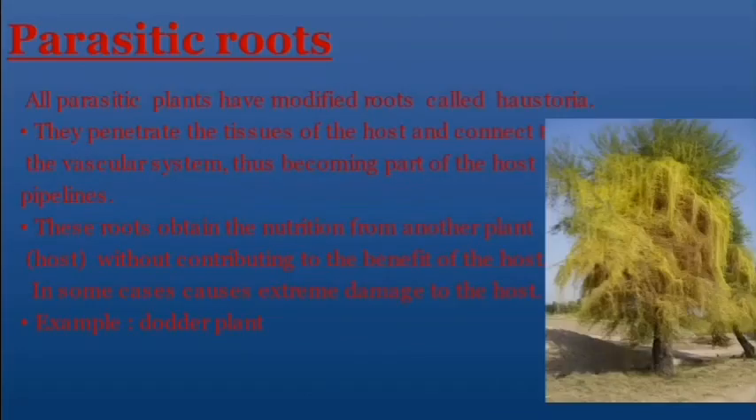The last one is the parasitic roots. The word parasite means the organism which depends upon the host body for feeding and for growing. So here all parasitic plants have modified roots called haustoria. They penetrate the tissue of the host and connect to the vascular system, thus becoming part of the host pipelines. These roots obtain nutrition from another plant, the host, without contributing to the benefit of the host. In some cases, it causes extreme damage to the host body. An example of parasitic roots is the dodder plant.